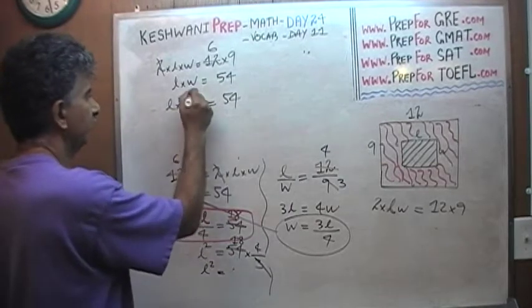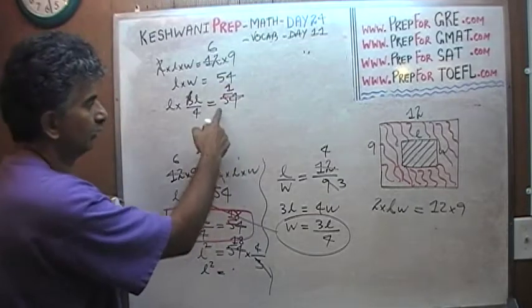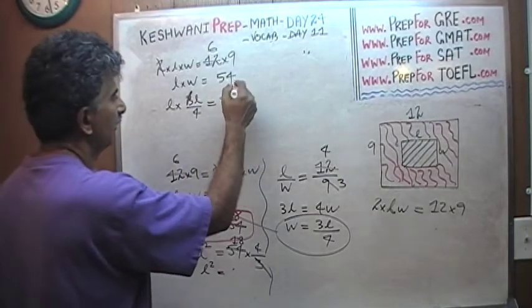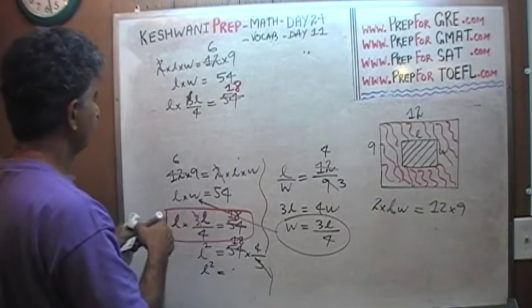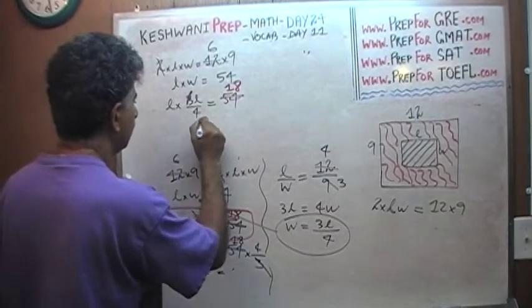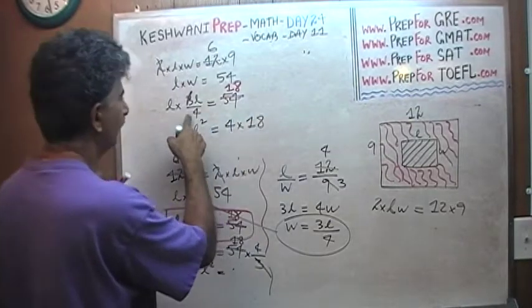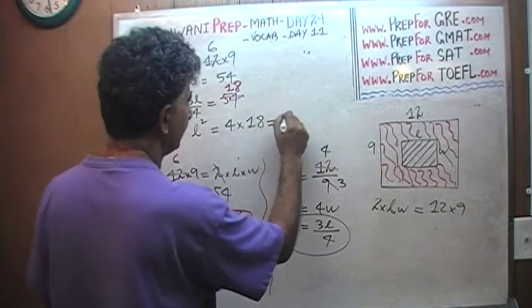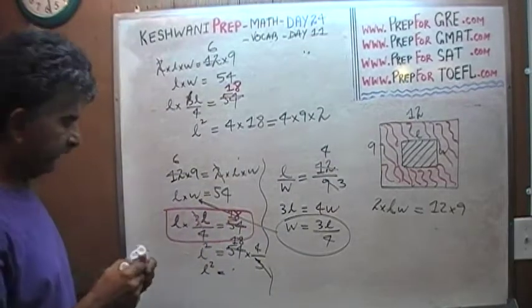Divide both sides by 3. This 3 drops out. There is 1 and a 3 and a 5. The 2 goes here, becomes 24. 24 divided by 3 will be 8, so it's 8. So now we get L squared equals 4 times 18. Which I'm going to write as 4 times 9 times 2. And you will see in a second why.